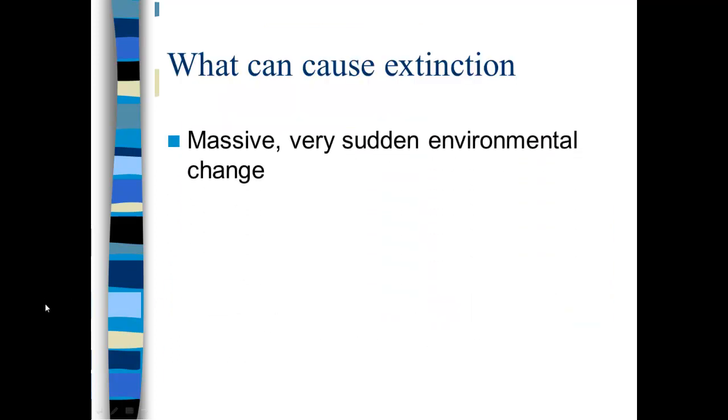Okay. So, if you have a massive, very sudden environmental change and the amount of diversity within a particular species is not large enough to sustain the species through the environmental change, meaning that the environmental conditions are just too harsh for that species to survive, then you can have extinction. Another cause is over-harvesting resources, and some of the things that have gone extinct very recently have been primarily over-harvested and harvested without some type of regulation.